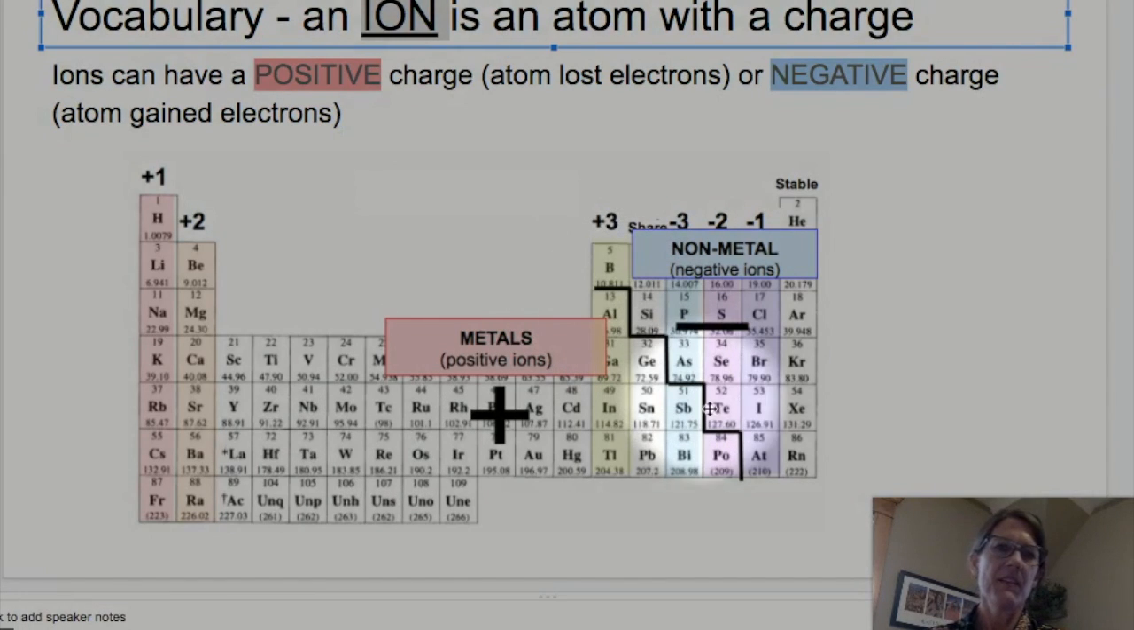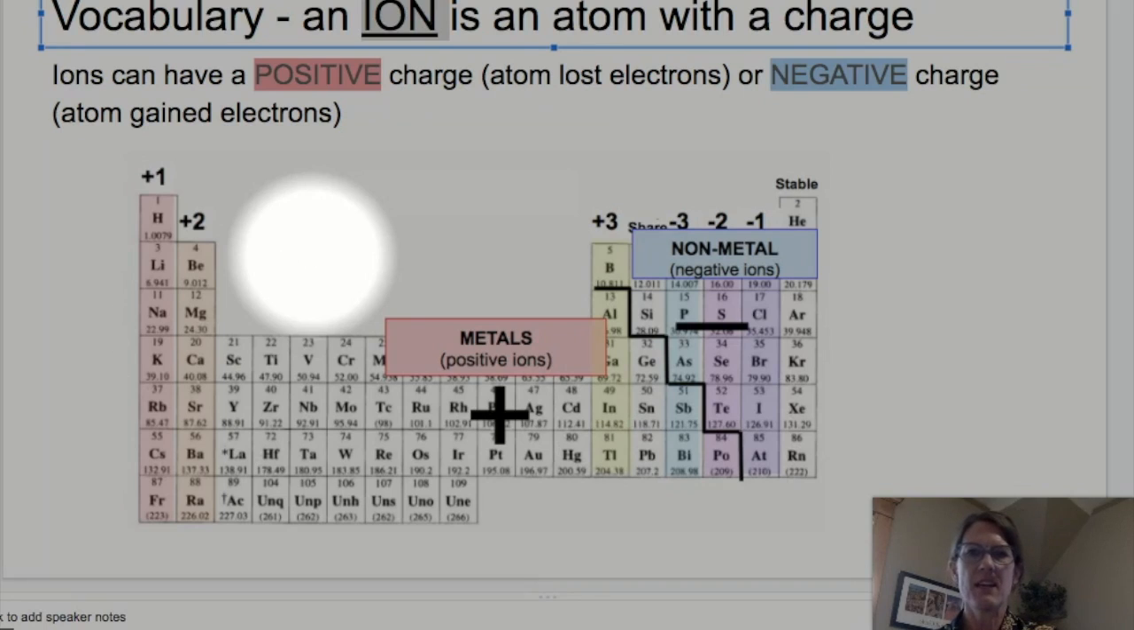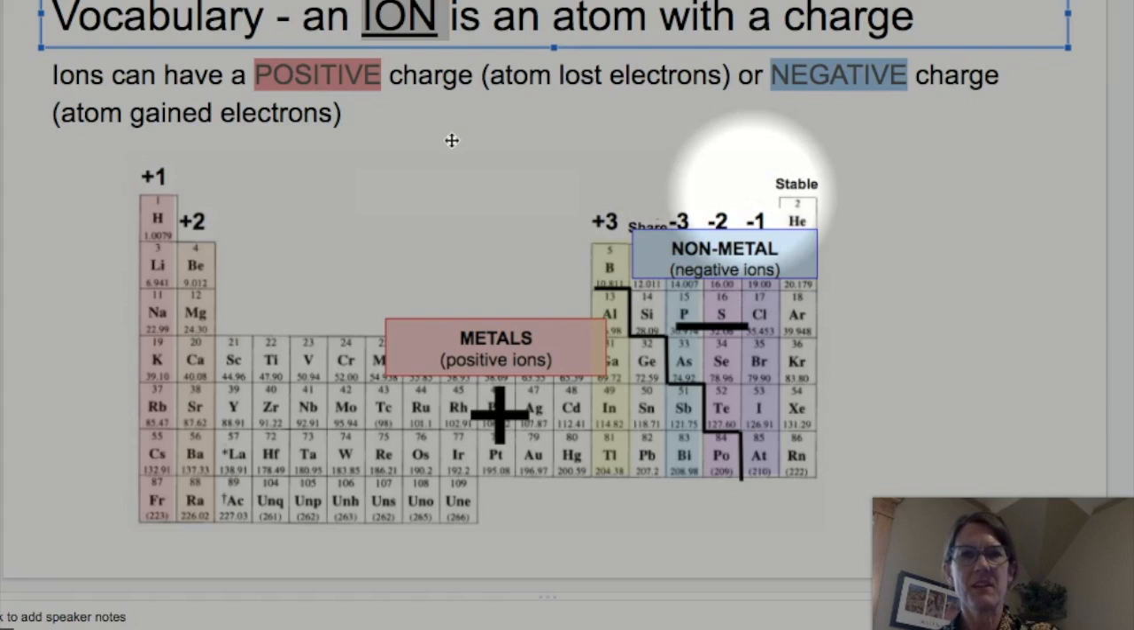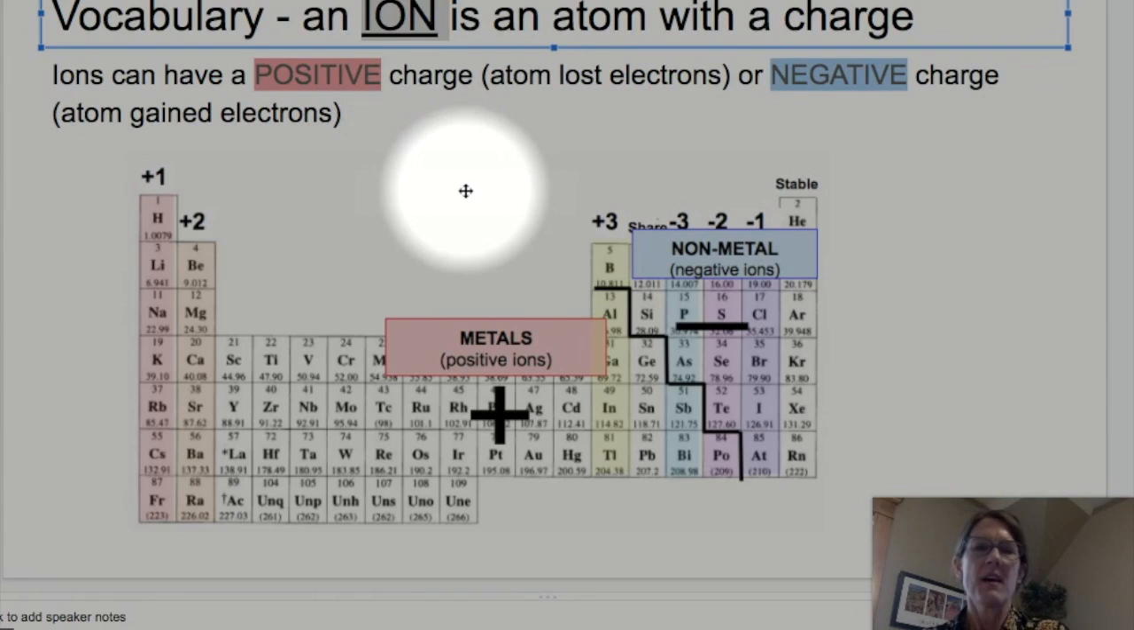It's helpful to know that on our periodic table, remember the step line right here, that divides the metals, so all of these on this side are metals, from the nonmetals. And I'm using some pink here to help you see that the metals are always going to become positive ions, and the nonmetals always become negative ions. And you'll learn a lot more about that as we go.